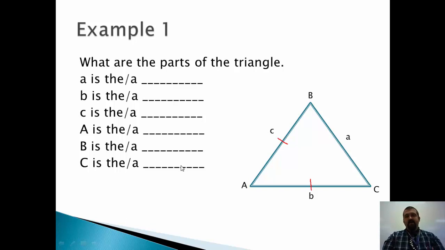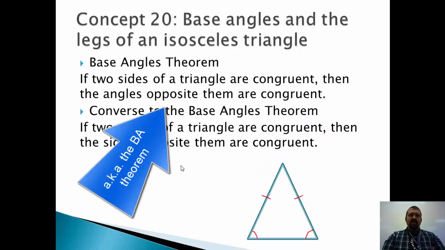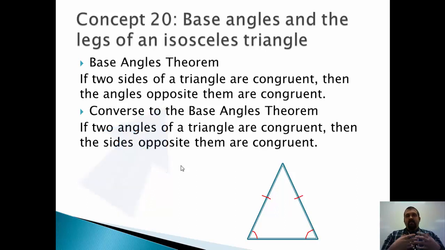These are the parts of a triangle. You have to be able to identify them. If you're not, review this. Concept 20, the base angles and the legs of an isosceles triangle. They are related. One says if two sides of a triangle are congruent, then the angles opposite them are congruent, also known as the base angles are congruent. So if I have two legs being congruent, I have the base angles being congruent.